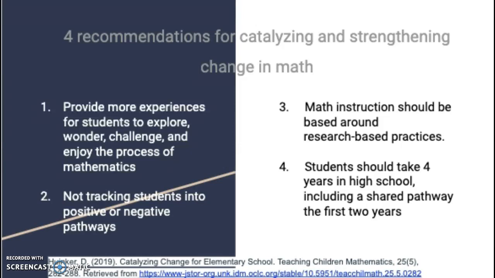The last point focused on high school, but it reiterates the importance of not ability grouping students and allowing them to stay on the same path for mathematics. Taking all 4 years in high school is something that isn't always standard. Sometimes students are only taking 3. And so keeping them, especially on that shared pathway those first 2 years, is very helpful.